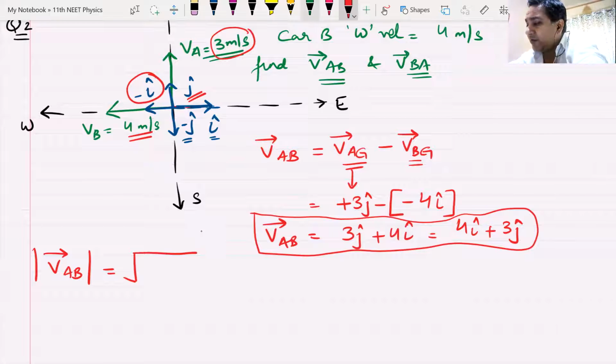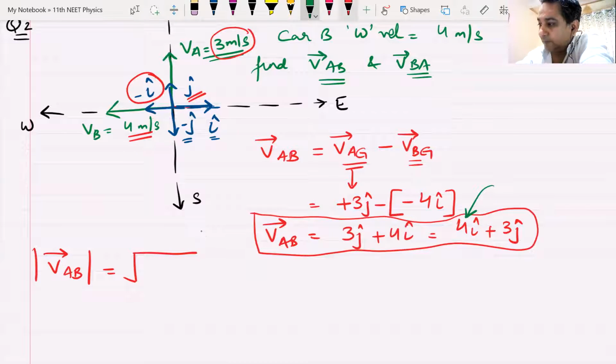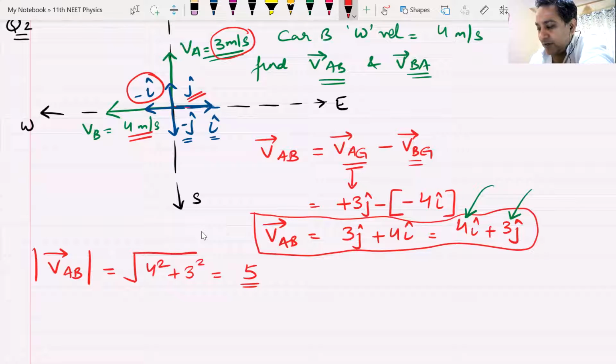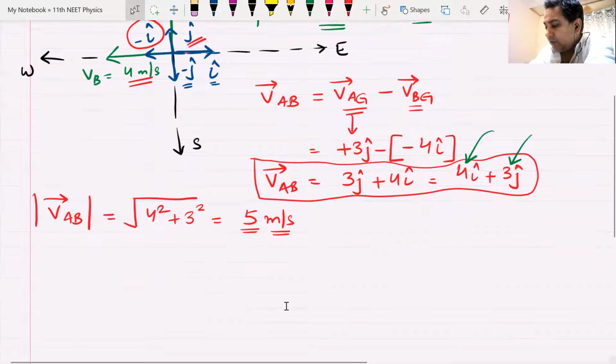What is x squared here? What is x here? Sure, it's 4 square. What is y here? Y is 3. So y square is 3 square. When you do it, you will get 5. Do we all agree on this, that we will get 5 meter per second when we do x squared plus y squared? Okay, that also takes me to the last part.